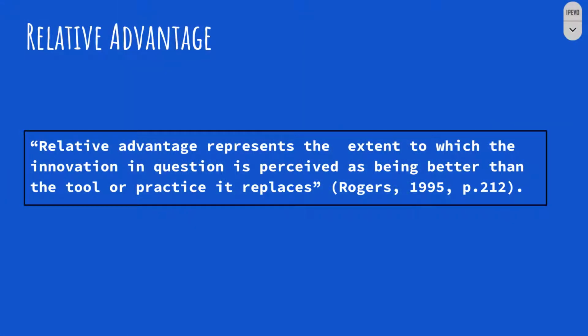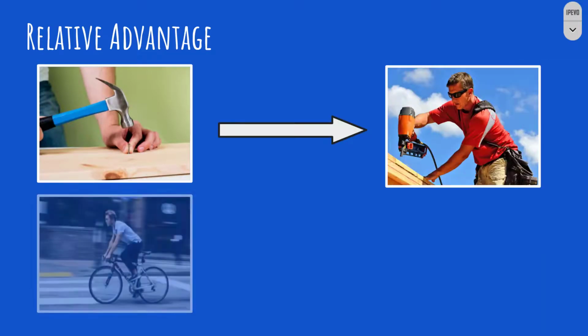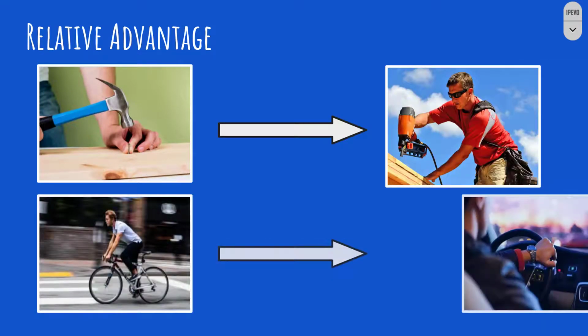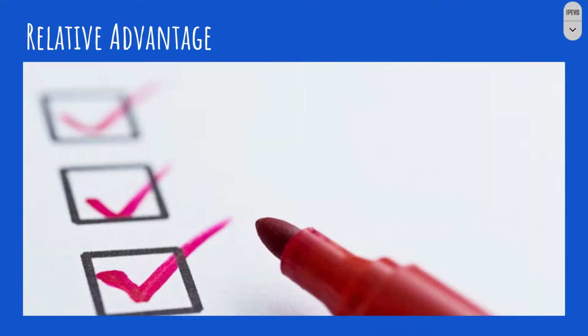Simply put, relative advantage represents the extent to which the innovation in question is perceived as being better than the tool or practice it replaces. This can manifest itself in several ways. It may make one's job easier, or it could free up time by alleviating menial or administrative tasks, thus allowing the adopters to spend more time on activities they find more useful or more meaningful.